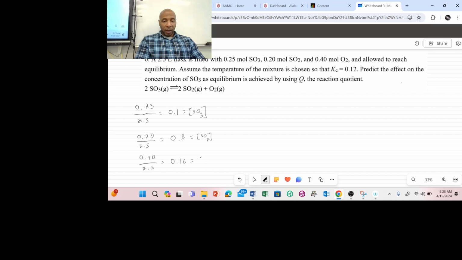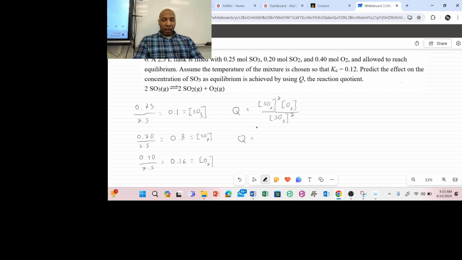0.16 is equal to my initial O2 concentration. These are initial. Now I'm going to write the equilibrium expression, but this time I'm going to find Q. Well, I guess I'm writing the Q expression. So since this is a reaction, it's going to be the concentration of SO2 squared times the concentration of O2 divided by the concentration of SO3, squared. That's going to equal Q, because these are non-equilibrium concentrations.